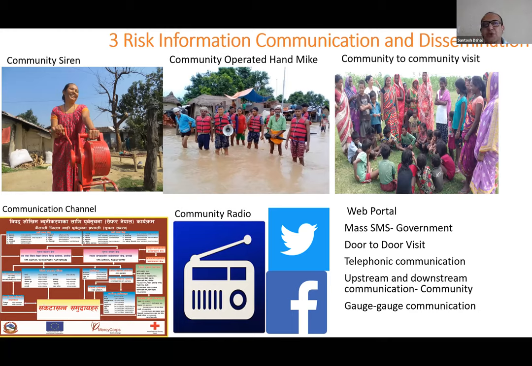Another is gauge-to-gauge communication, that is manual gauge to manual gauge, because the telemetric system is not sufficient throughout the country. They are mainly focused on the major rivers, whereas the flooding happening in our country is due to the tributary rivers, that is the flash flood rivers, where there is no telemetric system.